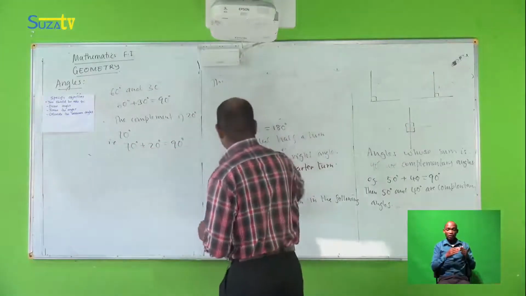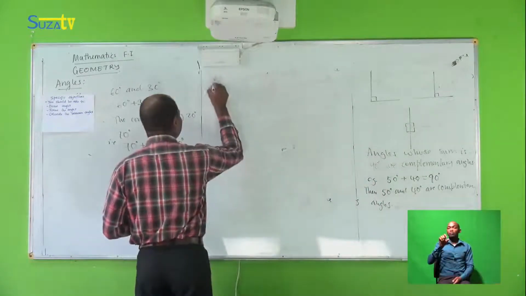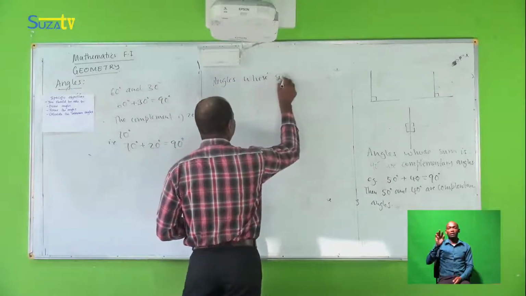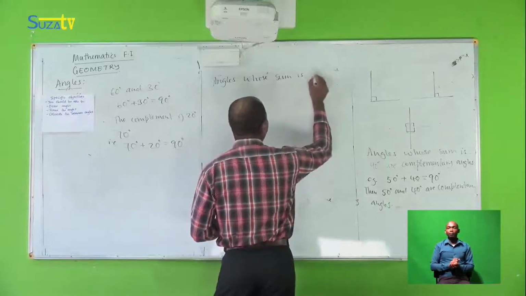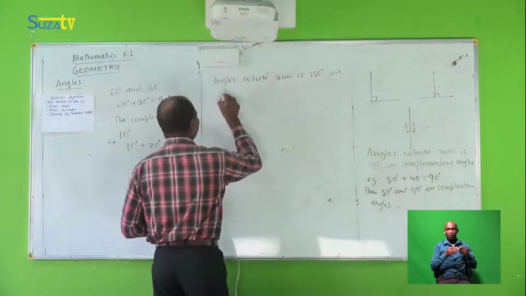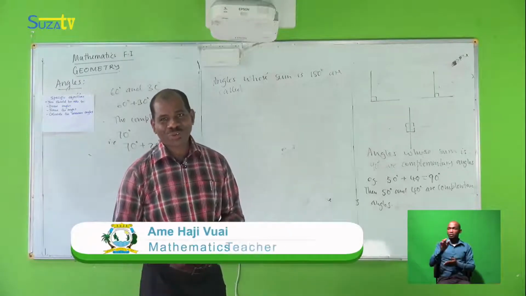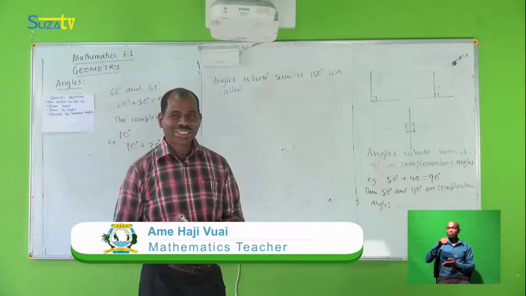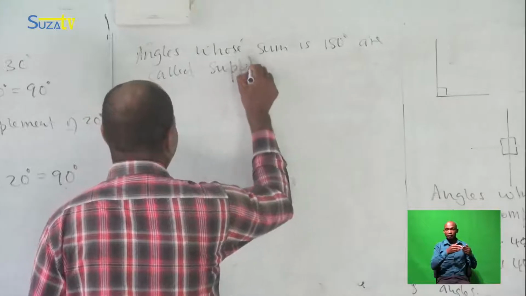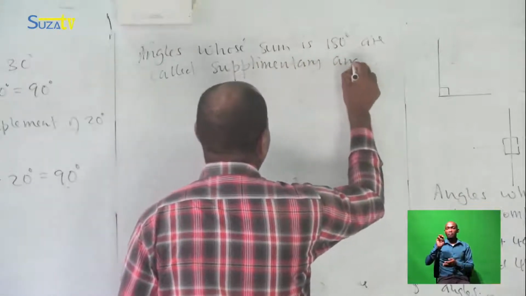Angles whose sum is 180 degrees are called the what? Supplemental. All of you say supplemental angles. Supplemental angles. Supplementary angles.